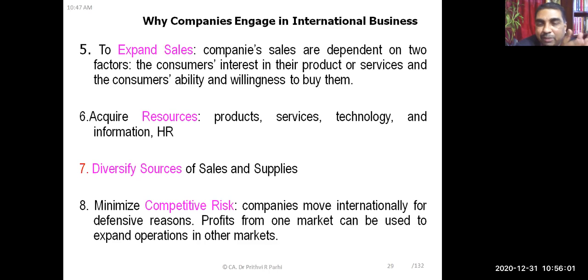So if you want those kind of products, those services, those technology, those information, and those human resources, what can you do? You need to enter into international market. Yes or no? Yes, sir. Definitely. So that is another reason for which international business or international trade is important. One more reason is to diversify the source of sales and supplies.